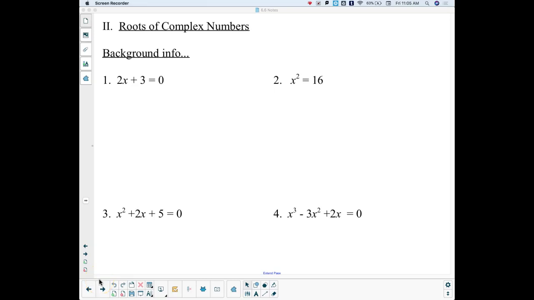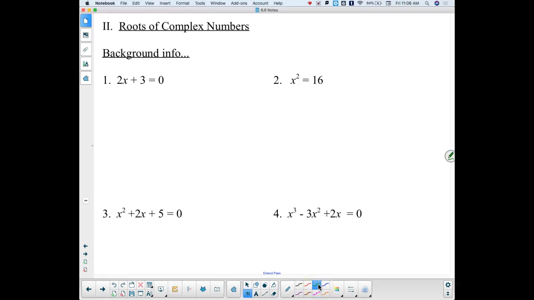So let's chat a little bit about roots of complex numbers today. And so when we're chatting about that, what would you do for number 1 here? You should be able to handle that one relatively easy. How would you solve that?